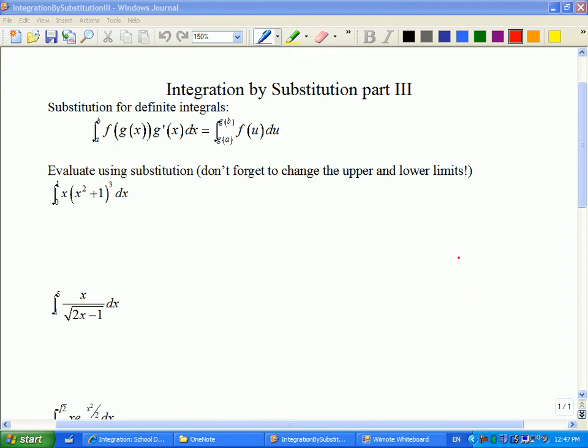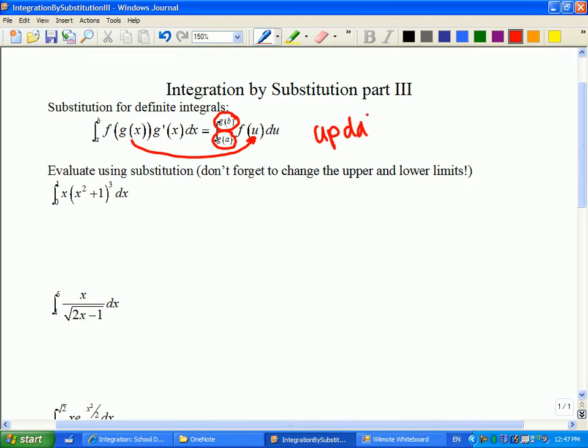So today we're going to take a look at this idea of using a definite integral and substitution. So basically what you're going to notice changes when we go from the x to a u is that we have to update the bounds. So basically, if you want to look at this, you've got to think about changing your bounds into terms of the new variable.